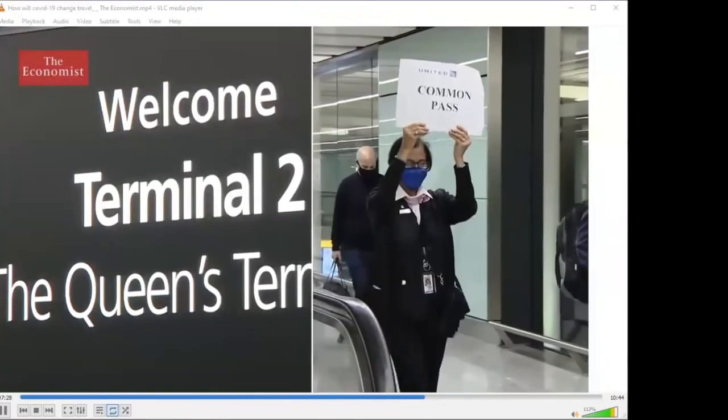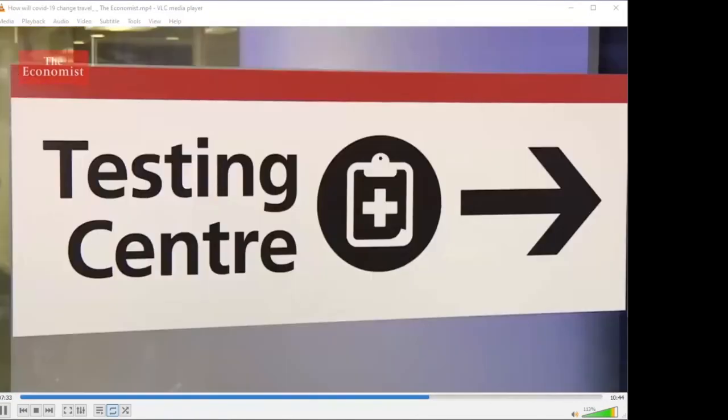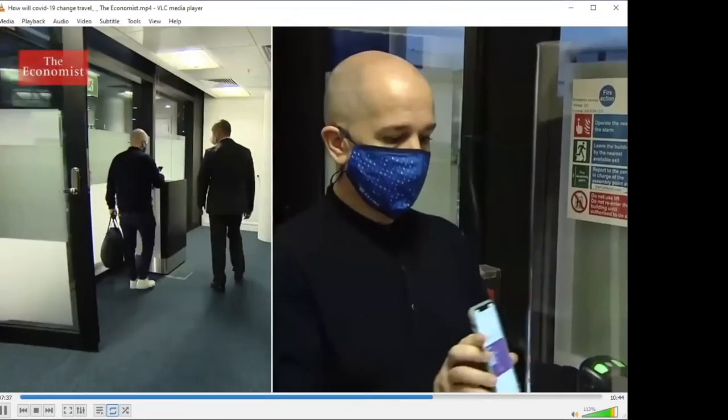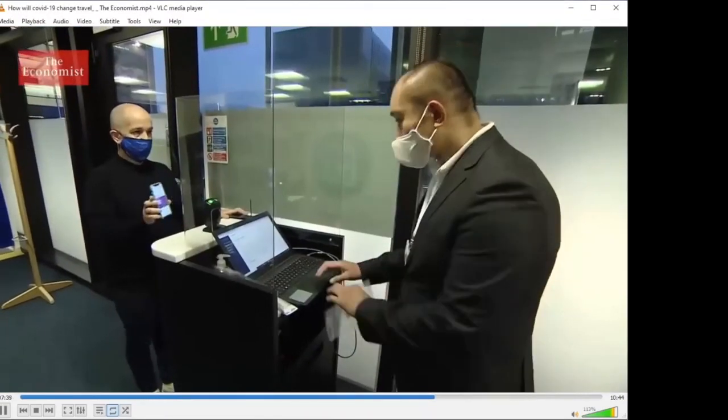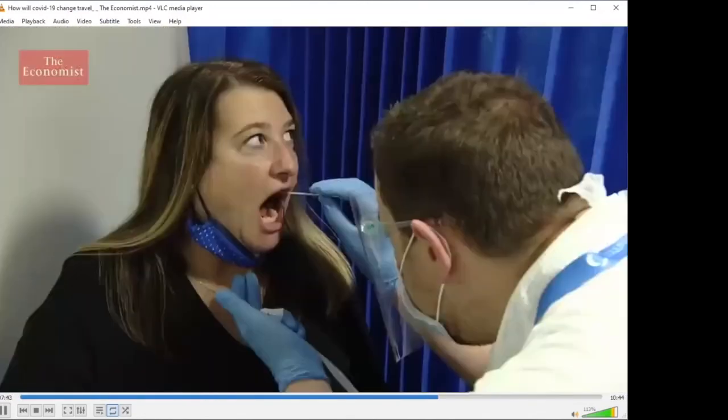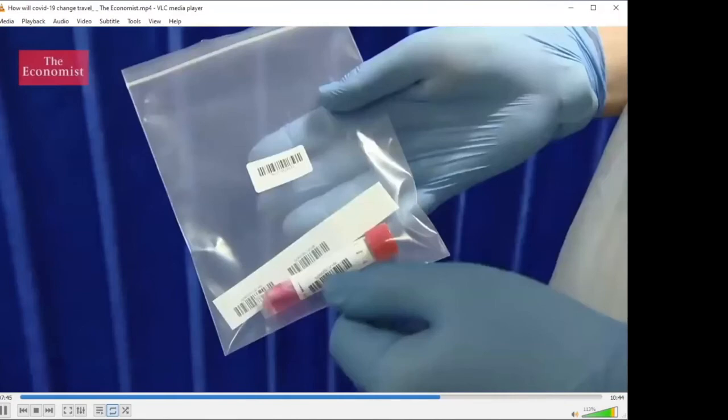Another possibility is that you'll have to travel with a new app on your phone to prove your COVID status. A variety of digital health apps are currently being trialled that translate a negative COVID test into a QR code and allow travellers to prove they're COVID-free quickly and easily.